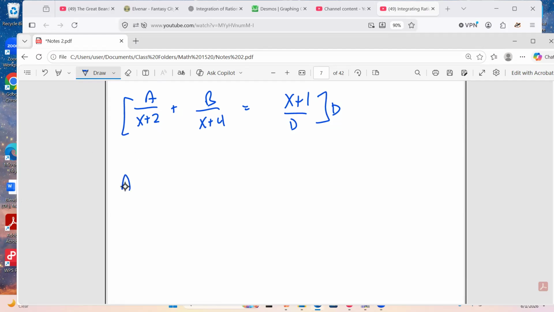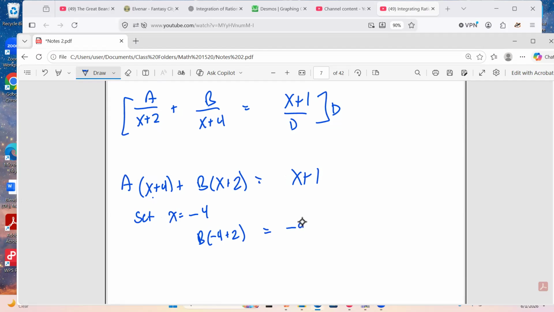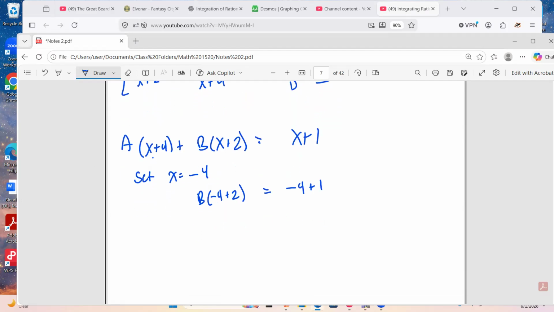So we have A times (x + 4) plus B times (x + 2) is equal to x + 1. Great. Let's go ahead and set x equal to -4. That's going to get rid of this whole term. So we're going to have B times (-4 + 2) is equal to -4 + 1. That's going to be -2B is equal to -3, so B is equal to 3/2.